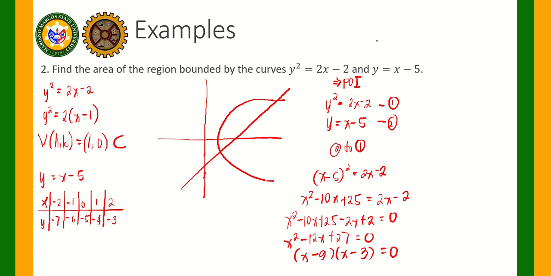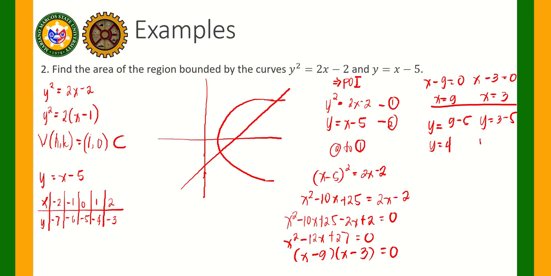Okay, so we can solve for the values of our x. So we have x minus 9 equal to 0. So x is equal to 9. X minus 3 equal to 0. So our x is equal to 3. So we now have values for our x. Okay? Now, paano natin solve si y? So substitute natin yung mga values ni x natin dito sa equation 2. So y is equal to 9 minus 5. So y is equal to 4. Y is equal to 3 minus 5. Y is equal to negative 2.